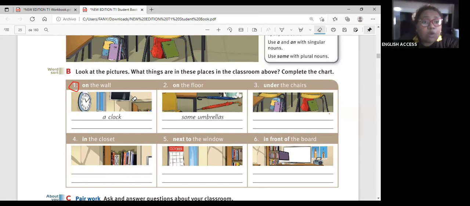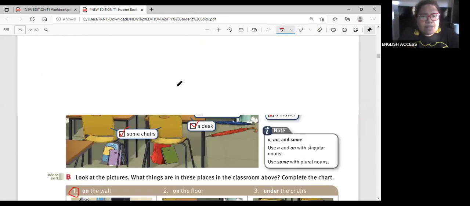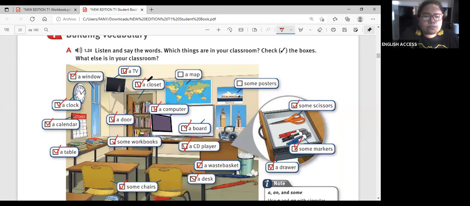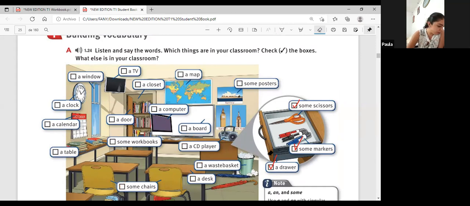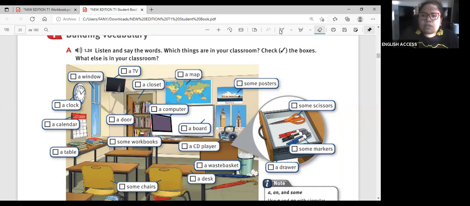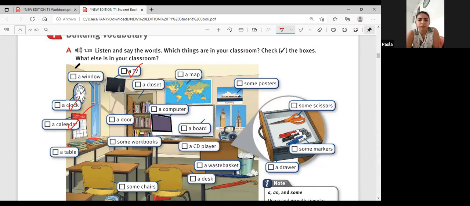So now look at the picture here. What else is on the wall? We have a clock. What else? What else do we have on the wall? A clock, what else? A calendar. A calendar, yes. What else? A TV. Clock, a calendar, a TV, good. What else? A window.